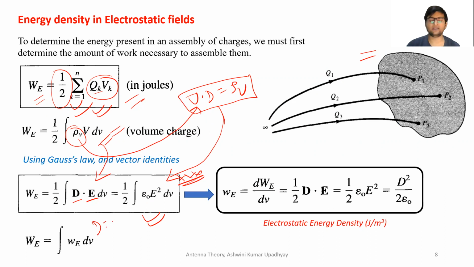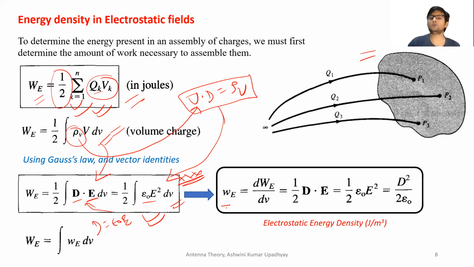And since you know that D is equal to epsilon naught E, if you replace this here, you will get 1 by 2 integral of epsilon naught E square dV. So this is the expression of the total energy present in the system of charges, or the volume charge density that is distributed in a particular volume V.